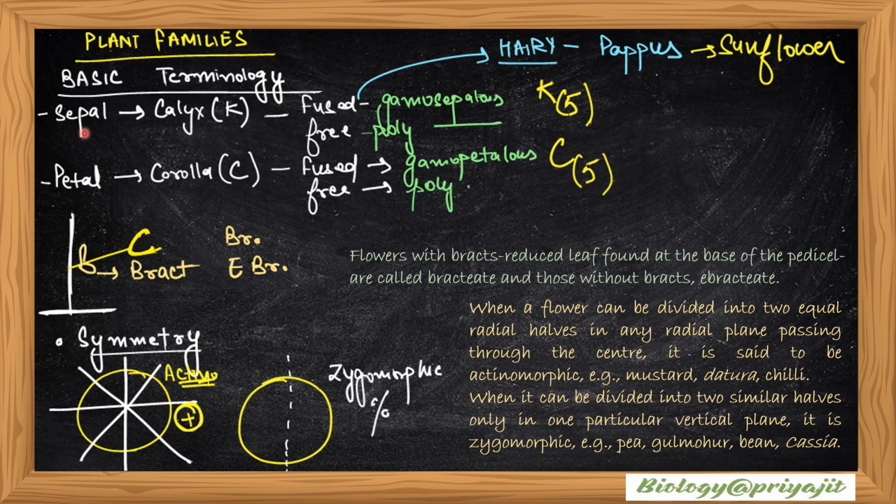In the sunflower family, with the fused calyces, we find the gamosepalous condition. We can find a pappus, a hairy structure.